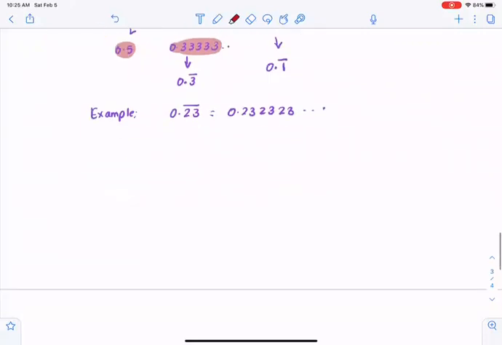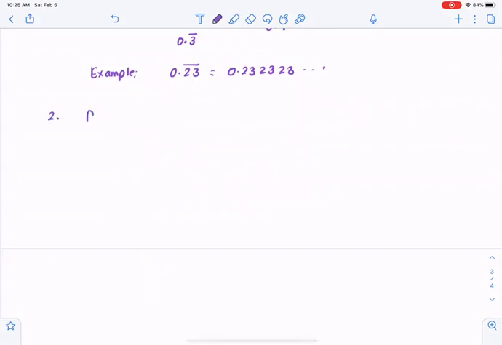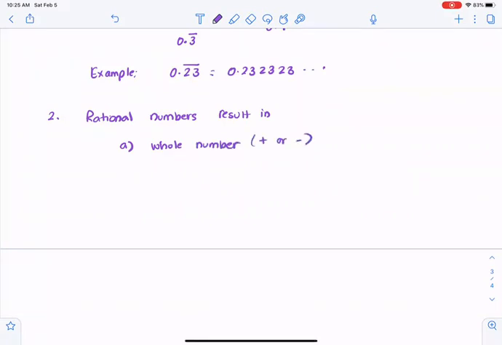So what is the property of rational numbers? Rational numbers will result in a whole number. It could be positive or negative. Now they are called integers. I don't want to get into that now. I'll save it for a section later on. Or a terminating decimal of a proper fraction.